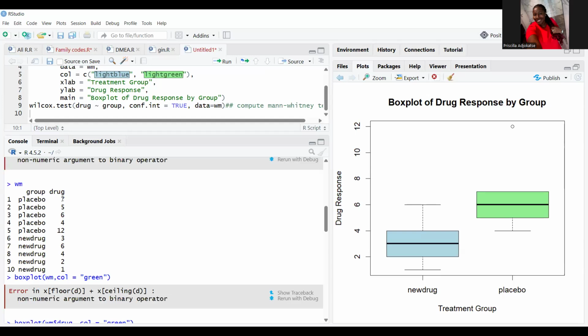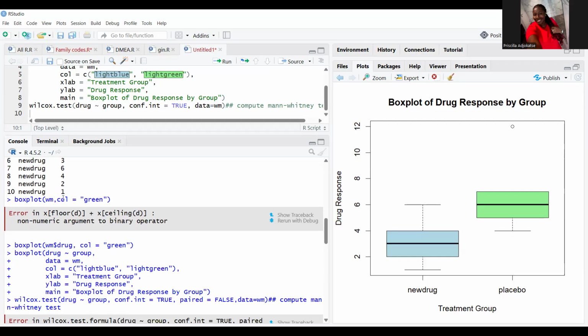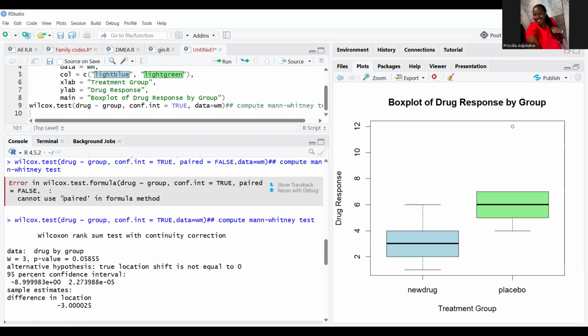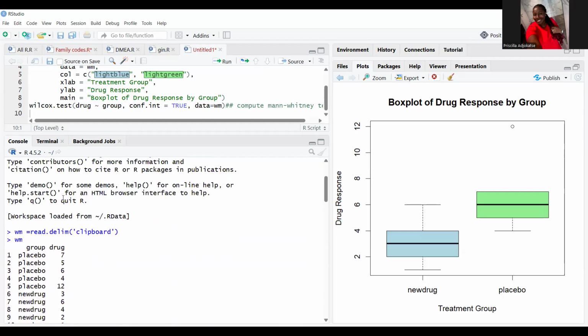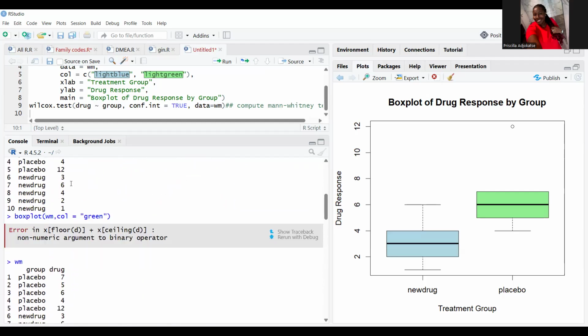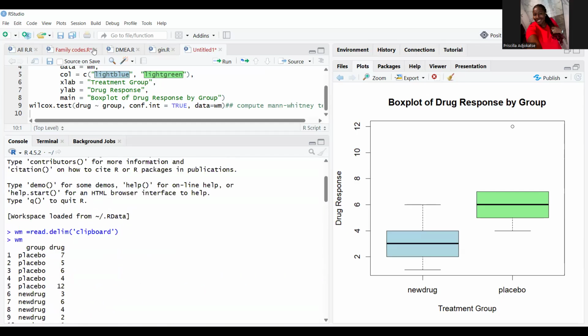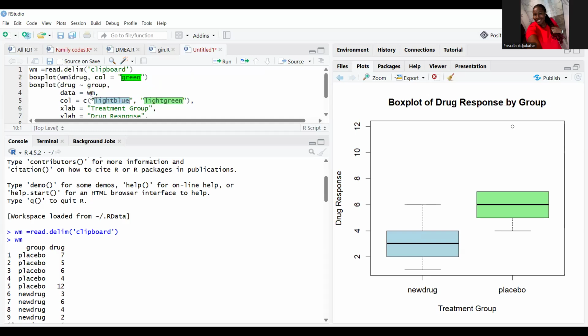Is it 7, 5, 6, 4, 2, 1, 2, 3, 6, 4, 2, 1? Okay. And then you had a different p-value. Yeah, so the thing is they are close, but they are not exact. So I just don't know. Well, you need to just check. What was your command? Read your last command. wilcox.test, and then I have drug ~ group, and then conf.int is TRUE, and then data is equal to WM.